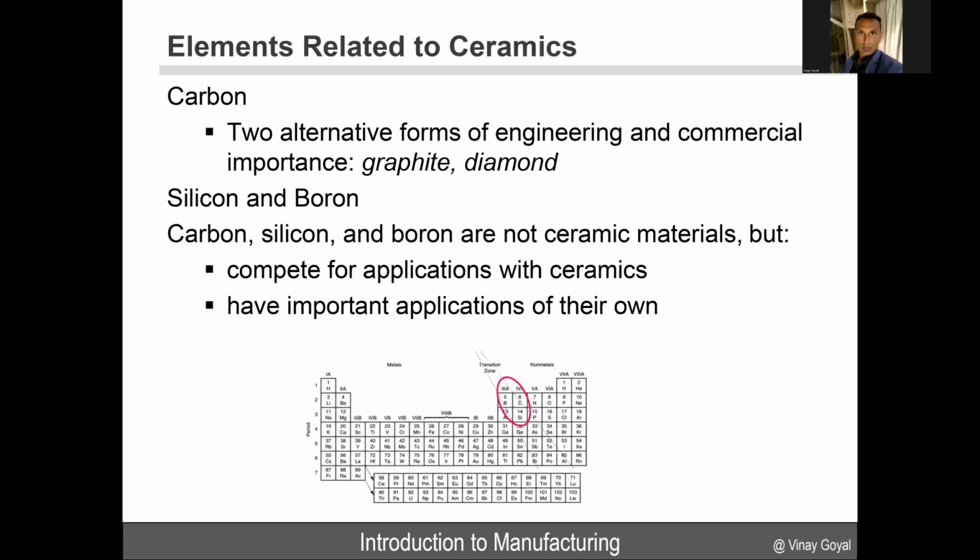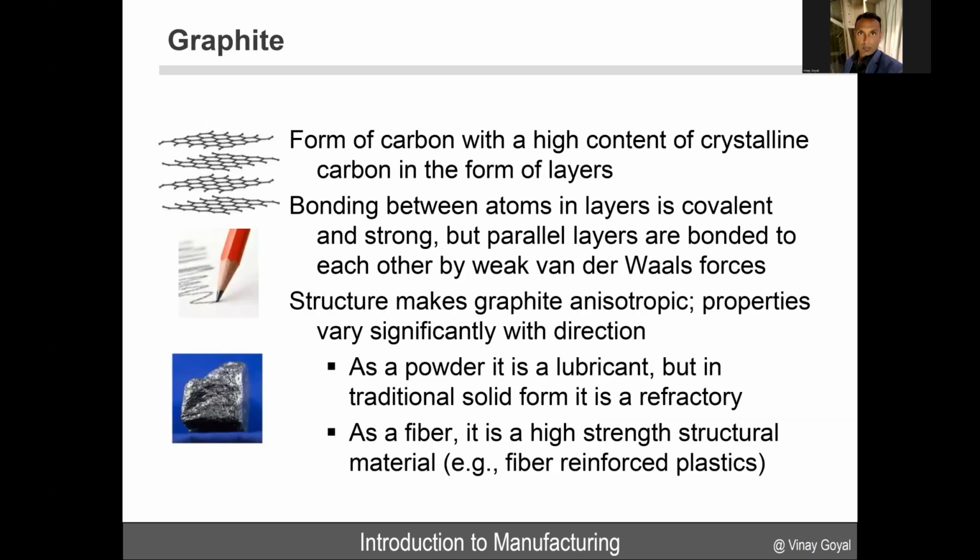So therefore, I want to talk about graphite, which is a form of carbon with a very high content of crystalline carbon in the form of layers. It's going to look like this. The bonding between atoms in layers is covalent and strong, but parallel layers are bonded to each other by weak van der Waals forces. Therefore, one layer can slip against another. The structure makes graphite anisotropic, and the properties can vary significantly with direction. As a powder, it can be a lubricant, but in traditional solid form, it is refractory.